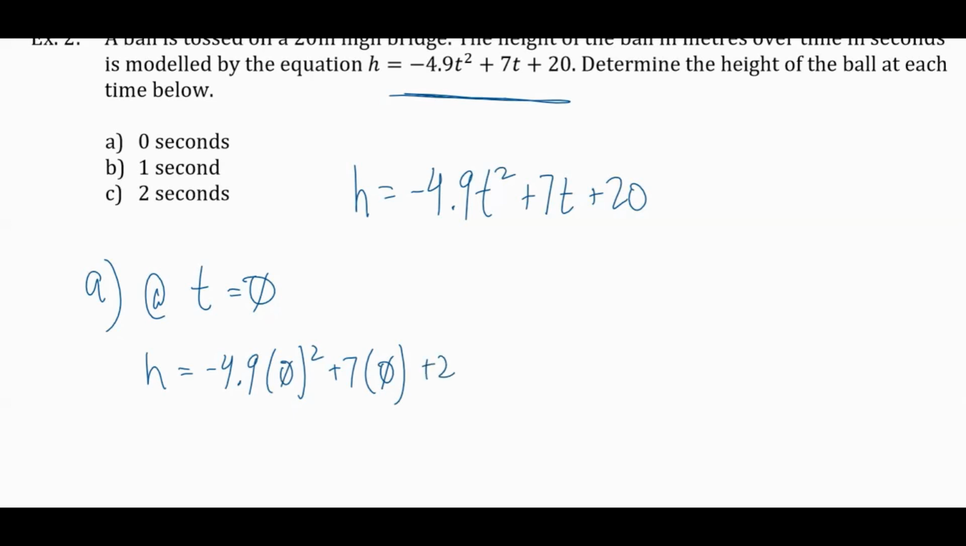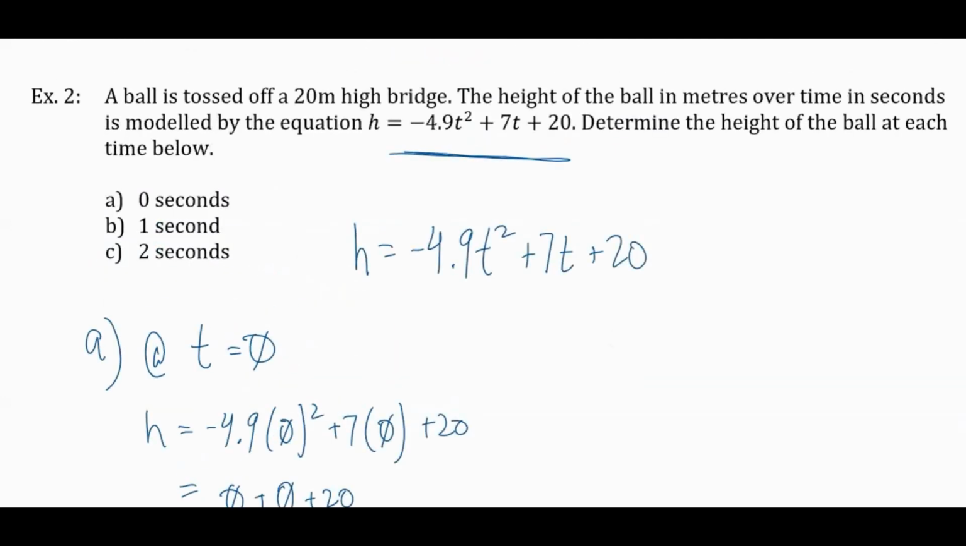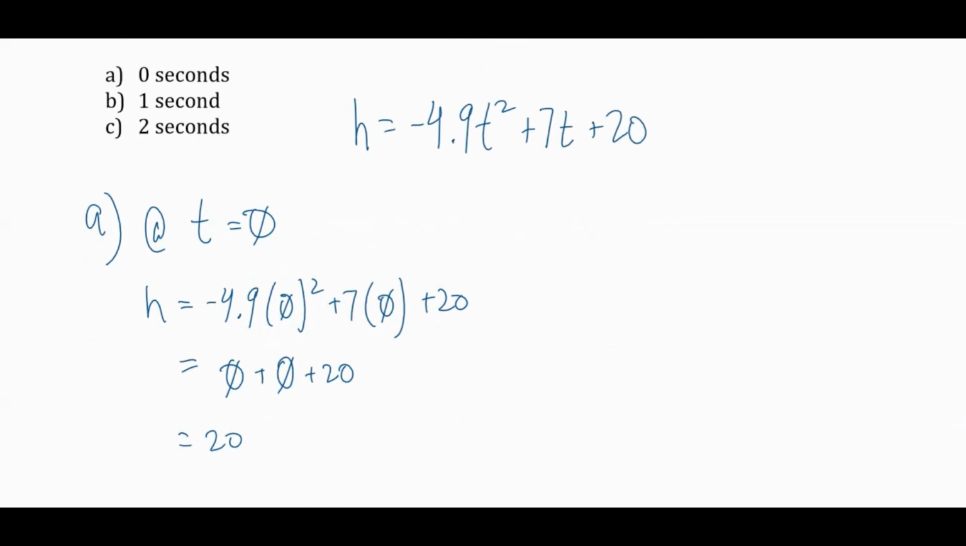And you're right, 0 squared is 0. 0 times negative 4.9 is 0. 7 times 0 is 0. Plus 20, which is 20. Now, the question said it was a 20-meter tall, what was it, a bridge or something? Yeah, a 20-meter high bridge. So we kind of already knew at 0 seconds that it should be at 20. But we're supposed to be calculating it. Okay, go ahead and try B and C as well.